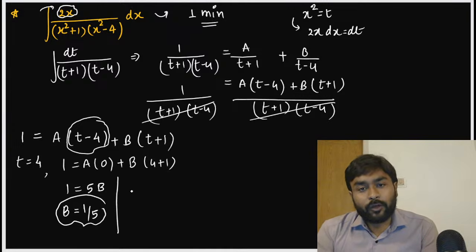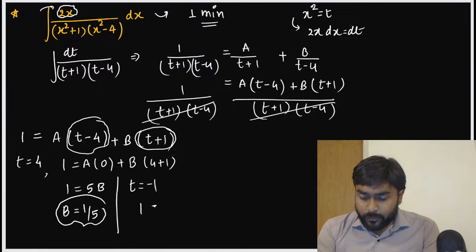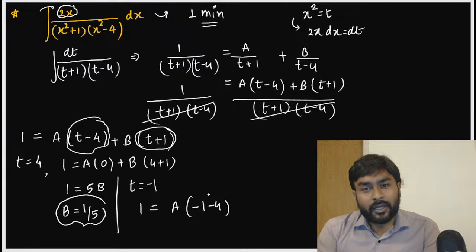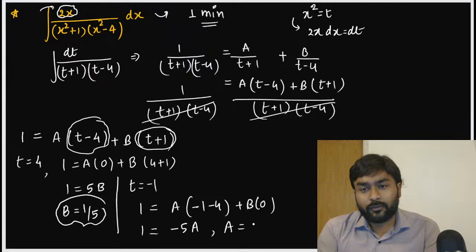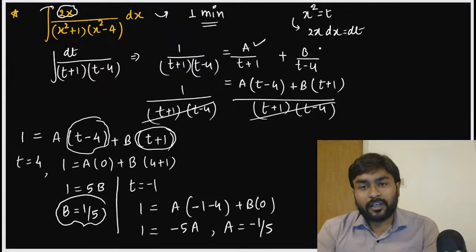Correct. So for A, what will we write? We will write t equal to minus 1, because at t equal to minus 1 this bracket will become 0. So what will we write? 1 equal to A into (minus 1 minus 4), and this will become 0, so B into 0. Correct. So 1 equal to minus 5A. From here you will get the value of A as minus 1 by 5. Okay, these two values we can write here and here.